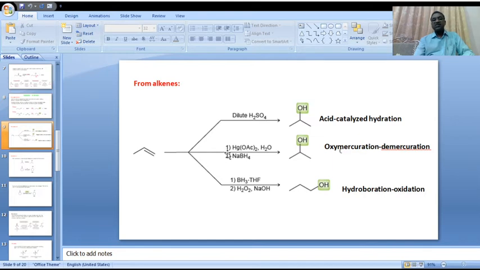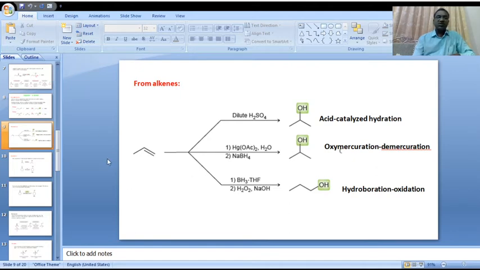In the second type of reaction, mercuric acetate and hydrolysis in presence of NaBH4, sodium borohydride. Here also, oxymercuration and demercuration reaction. Finally we are getting the same isopropyl alcohol.